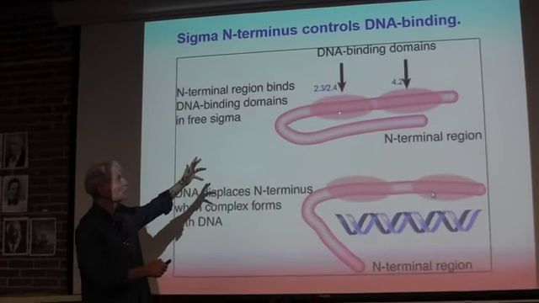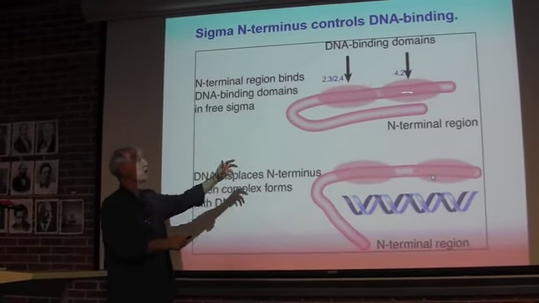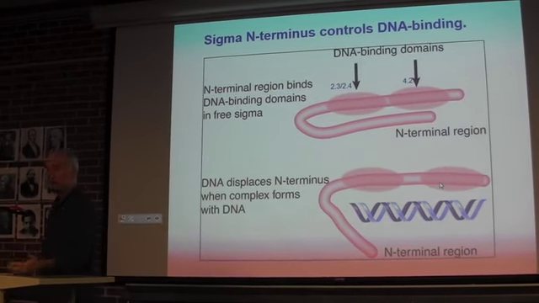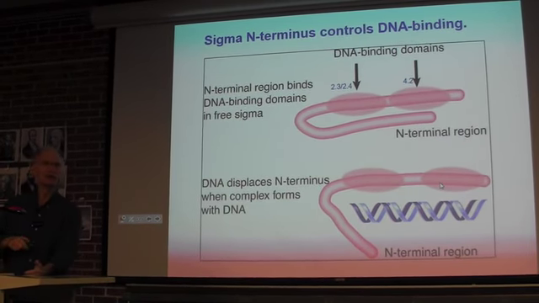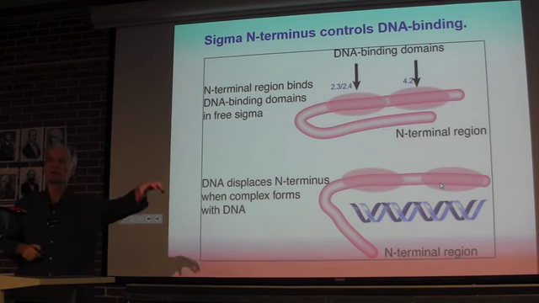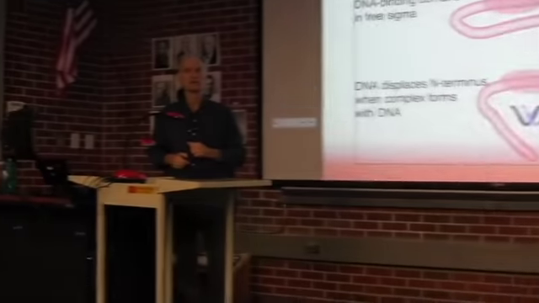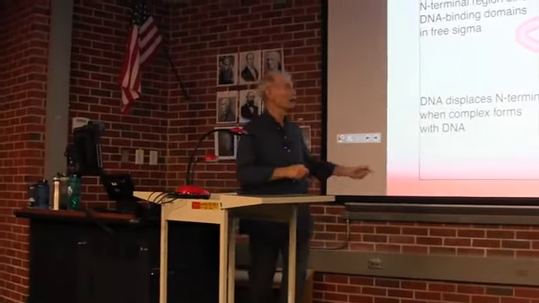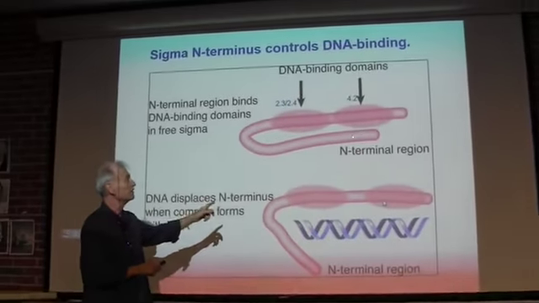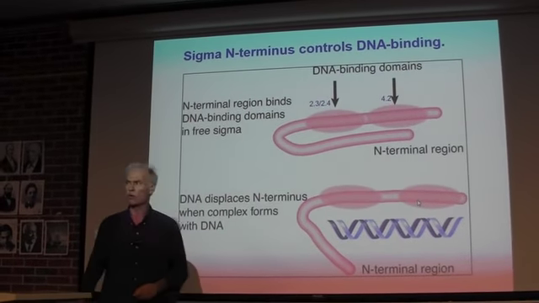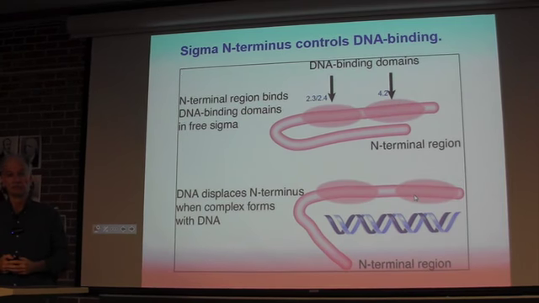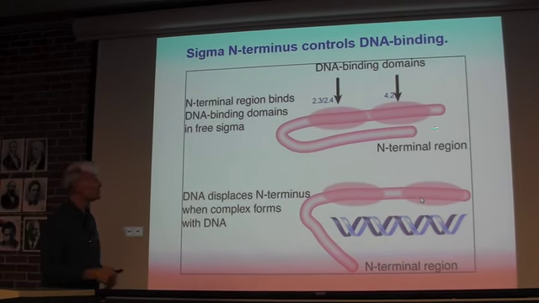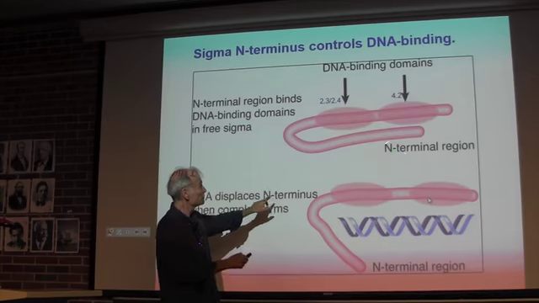So sigma, though, just can't go on its own and find promoters, because if it did, that would sort of inhibit a holoenzyme from binding to that same promoter, wouldn't it? So you really don't want sigma to go out on its own and find a promoter unless it is bound to core. Otherwise, it acts as a competitive inhibitor. So this is how it solves that problem.